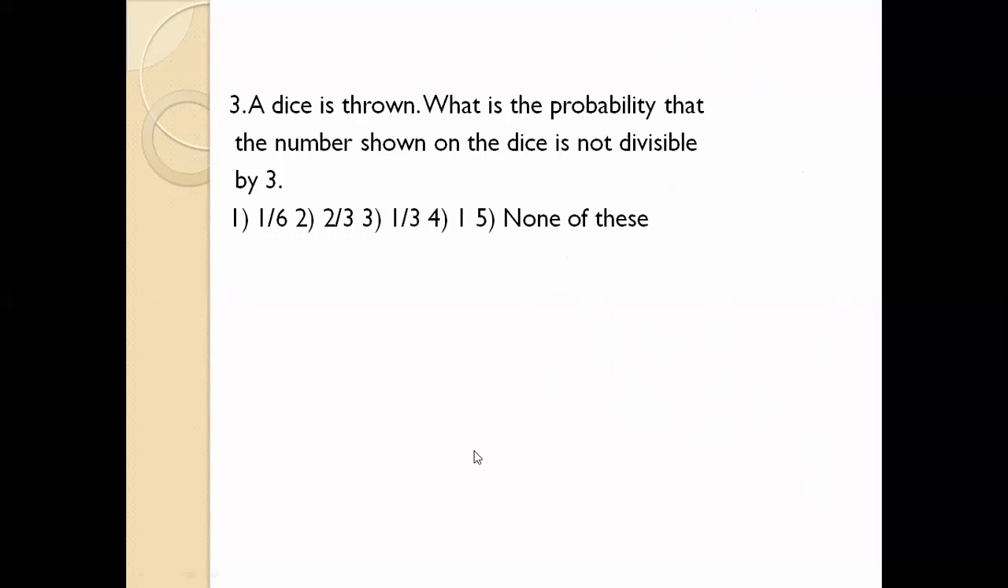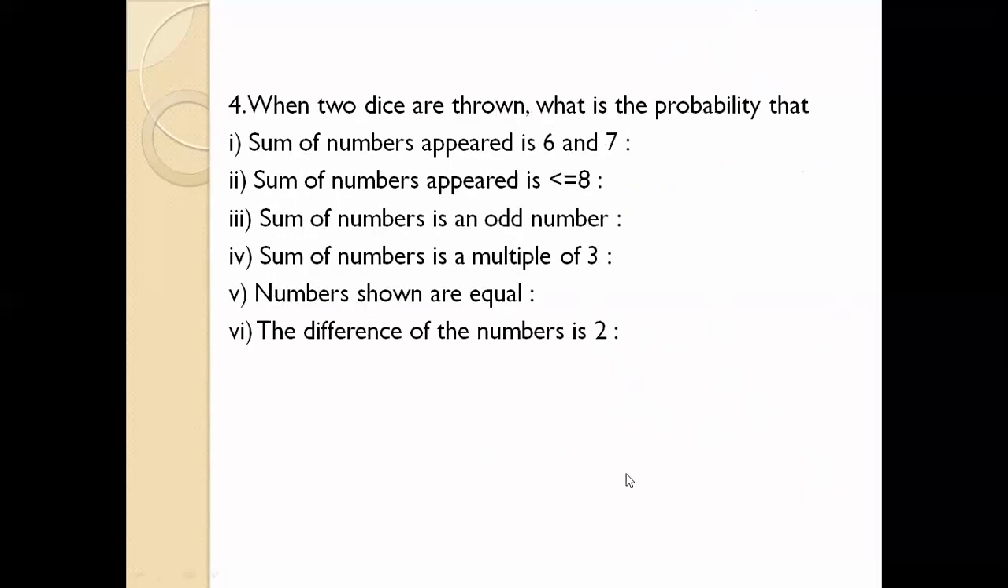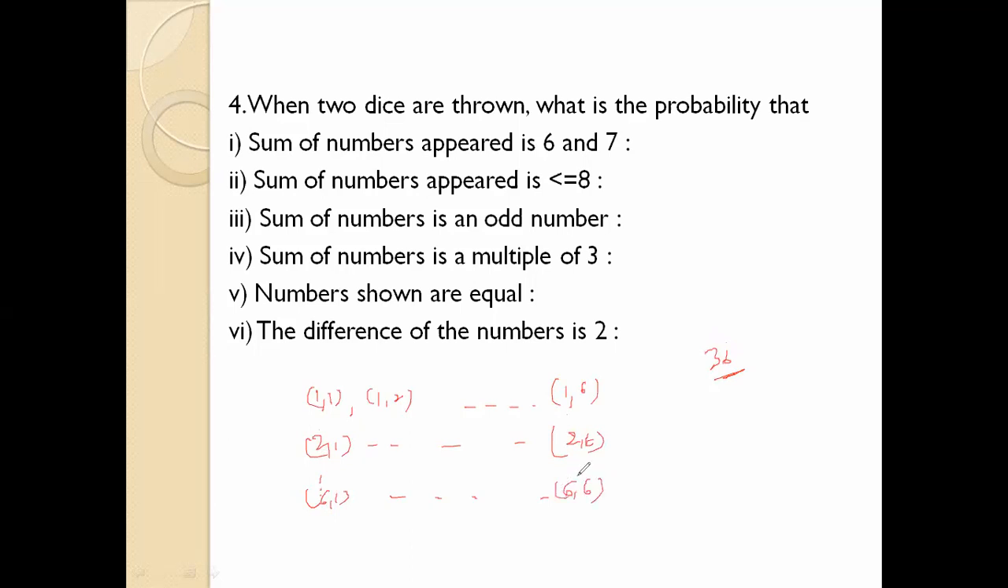This is a similar problem, a dice problem. Now here you see that 2 dice are thrown. What is the probability that the sum of the numbers appearing is 6 or 7? Whenever 2 dice are thrown, we get 36 possibilities, 6 squared is 36. The possibilities are 1 comma 1, 1 comma 2, and so on up to 1 comma 6, then 2 comma 1 up to 2 comma 6, like this up to 6 comma 1 to 6 comma 6. Totally we get 36 possibilities.